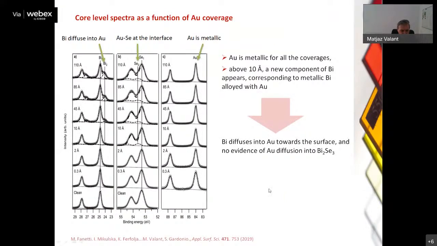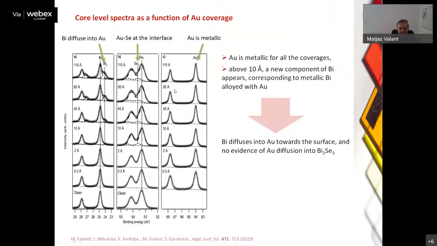However, when we check the XPS with coverage and with time, we can see some changes with respect to the pure bismuth selenide bulk. Especially in the bismuth spectrum, we can see development of another bismuth peak here. And we have identified this peak as metallic bismuth. We have seen some slight changes even in the selenium spectrum, but not so obvious as in bismuth. The gold remained the same, so we can conclude that the gold doesn't undergo a redox reaction with bismuth selenide as the other metals do. It remains in the metallic state, but something happens with bismuth.